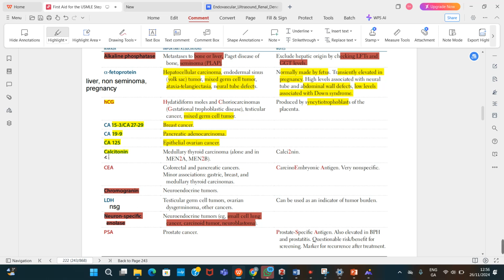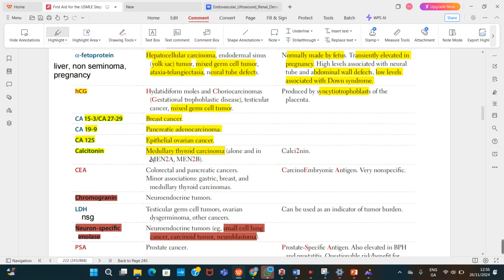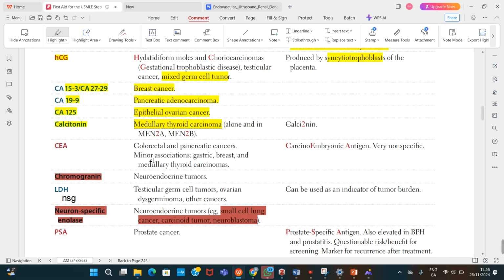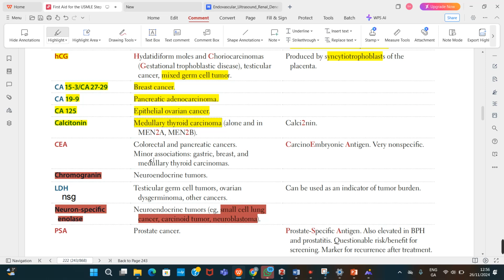Calcitonin, we know this already. Medullary thyroid carcinoma is calcitonin. What else is peculiar to calcitonin? What type of protein is calcitonin? If it becomes too much, what can it cause? Only one person has gotten the answer: amyloidosis. Calcitonin can cause localized amyloidosis, so we don't want too much calcitonin deposit because of amyloidosis.